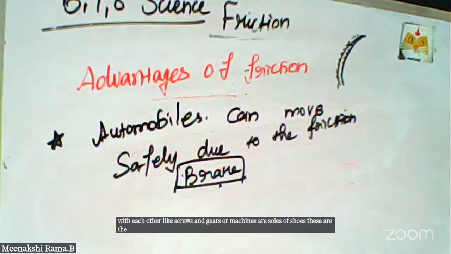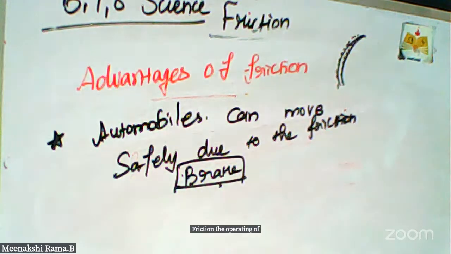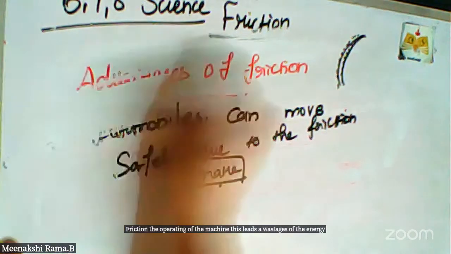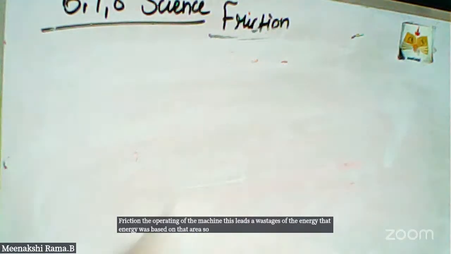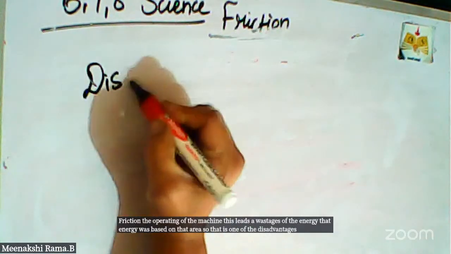And an excess amount of effort has to be given to overcome the friction in operating the machine. This leads to wastage of energy. The energy is wasted in that area. So that is one of the disadvantages. First disadvantage.